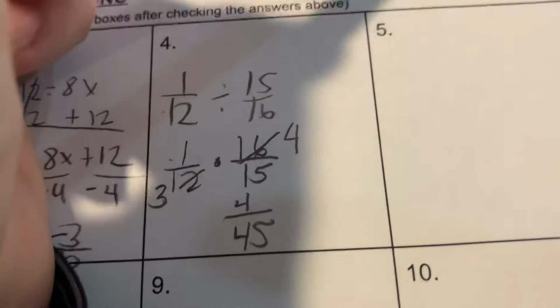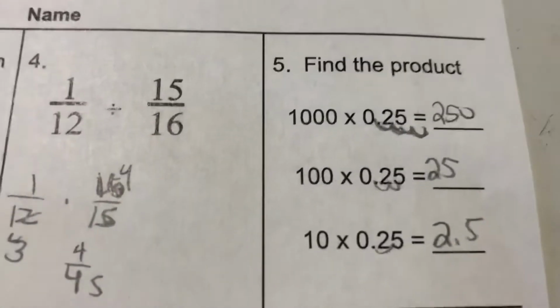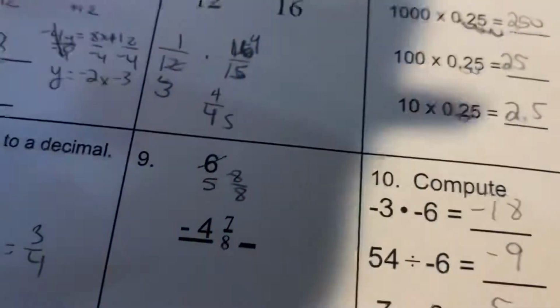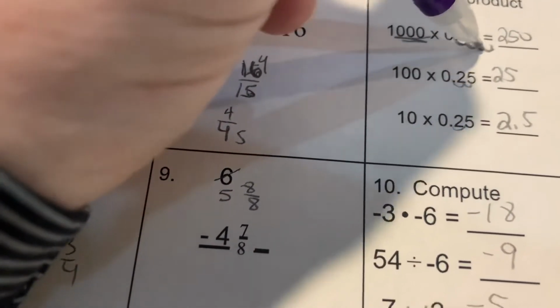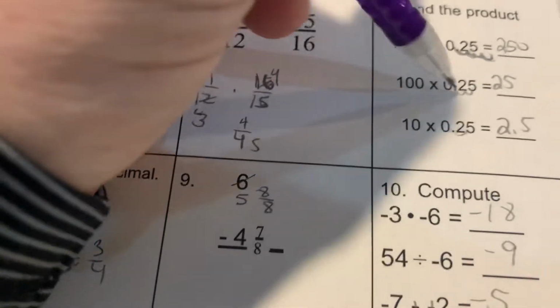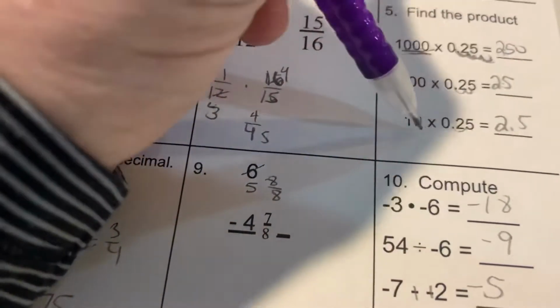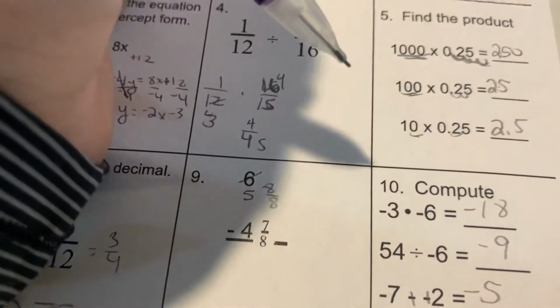The other, number 5, I'm just going to show you up here that really all you're doing is moving the decimal. Since you have 3 zeros here, you're going to move the decimal 3 times. So you move it over 3 times and you have 250. Move it over 2 times, you have 25, and move it over 1. How do I know how many times to move it? Count the number of zeros.